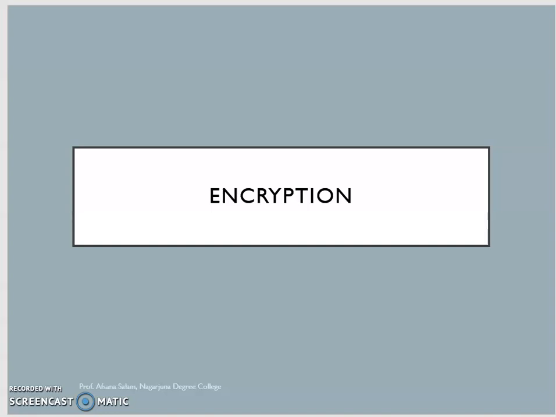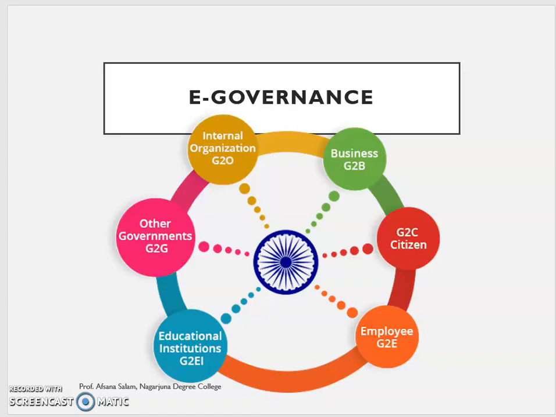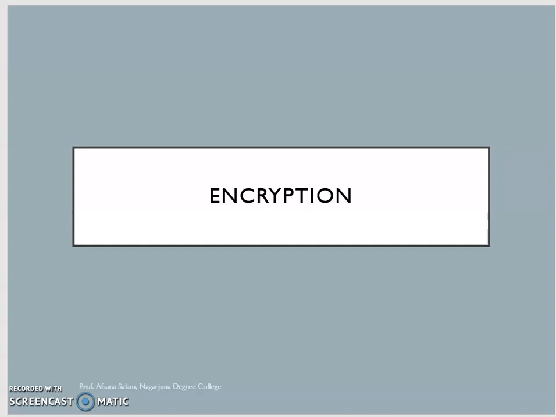Hello everyone. In this video we are going to see about encryption. Last session we saw about e-governance, with different types and examples: government to business, government to citizen, government to employee, government to educational institution, government to another government, and government to internal organization. So now we're going to see about encryption.